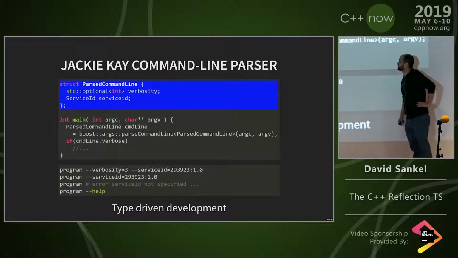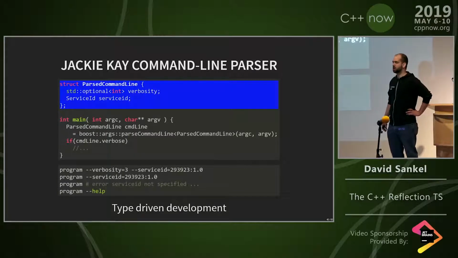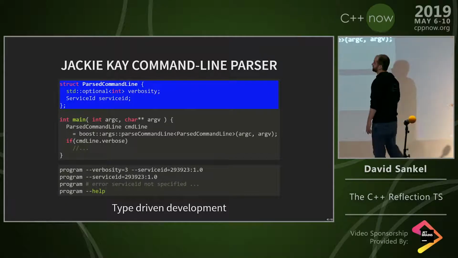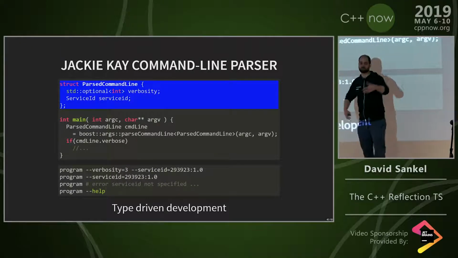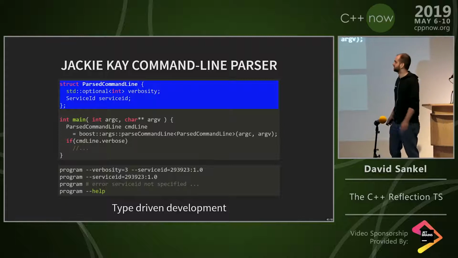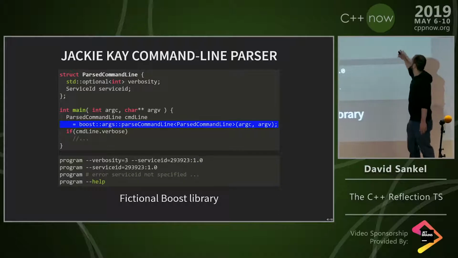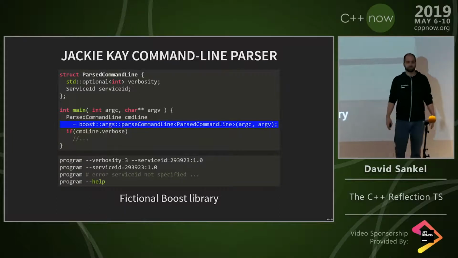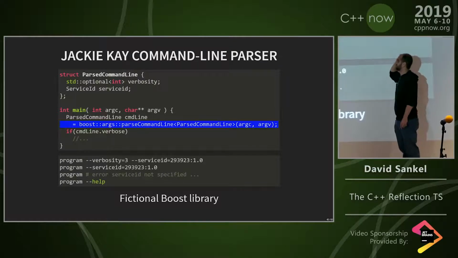So the first thing that is done is that you have this idea of type-driven development. I'm saying what I want my data type to be once I parse the command line. You can see that there's a verbosity parameter here. It's optional. You can see that there's a service ID, which might be some data type defined somewhere else. Maybe we're using streaming operator to parse that in. And then in main, all I do is I call this fictional library, boost args, and say, parse me the command line. I pass it the data type, and based on the data type, it's going to figure out what the parser should look like.